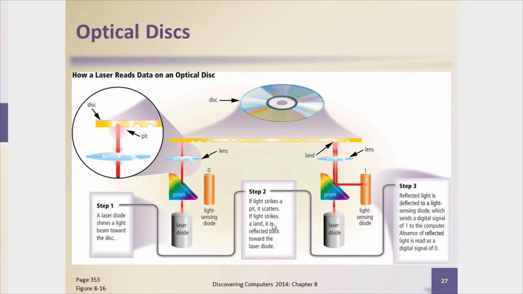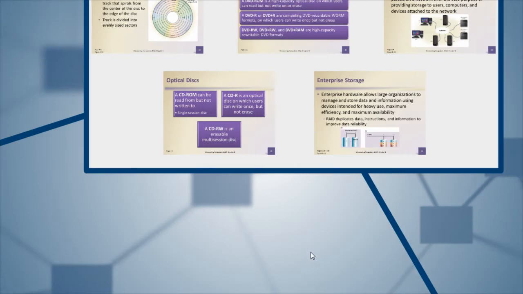If light strikes a land, which is the flat part, it's reflected back towards the laser diode. Reflected light is deflected to a light sensing diode, which sends a digital signal of 1 to the computer. So if it sees that, it sees a 1. The absence of reflected light is read as a 0. So that's how it determines what represents a 1 versus what represents a 0. So, pits and lands.